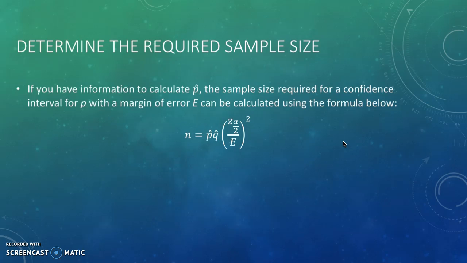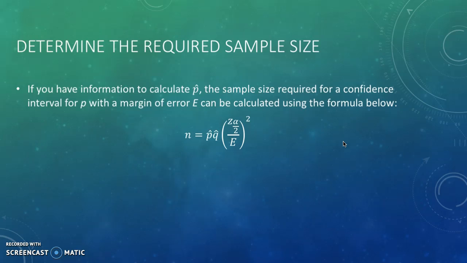Okay, you take p hat times q hat times the critical value divided by margin of error squared. In this formula, parentheses are important. If you're going to do this in multiple steps in a calculator, you need to take the critical value divided by margin of error first. Like, do that number divided by other number, hit enter. And then you can press the x squared key. It'll say answer squared on your screen.